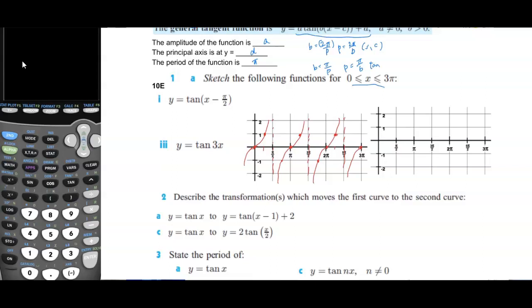So this is the parent function, and now I'm going to graph this function, which is the parent function horizontally translated to the right by pi over 2. So that would mean it would look like this, right?